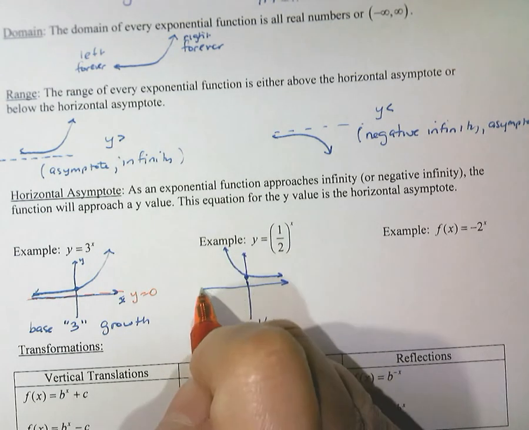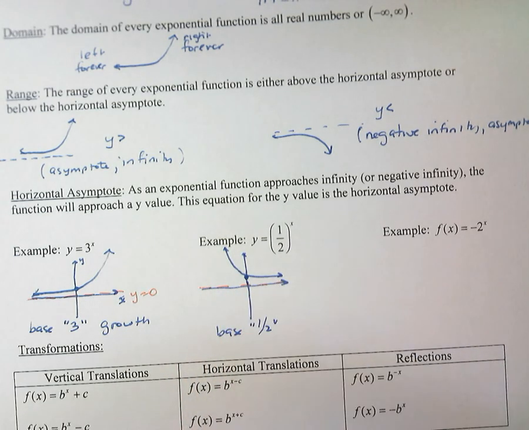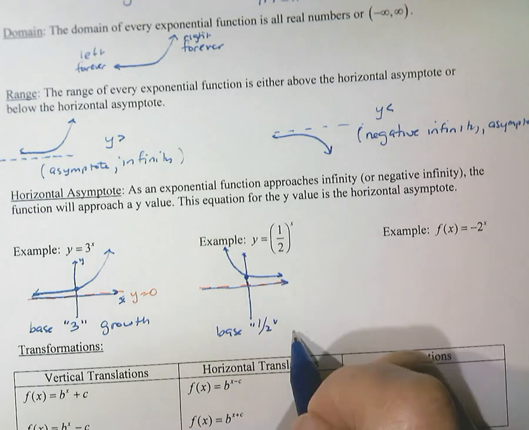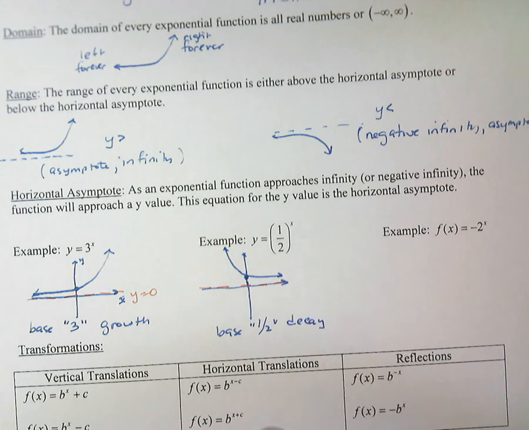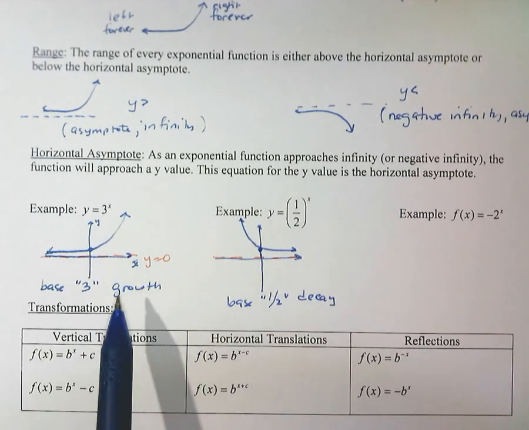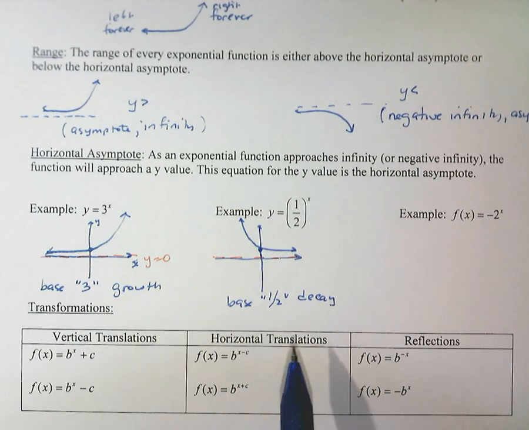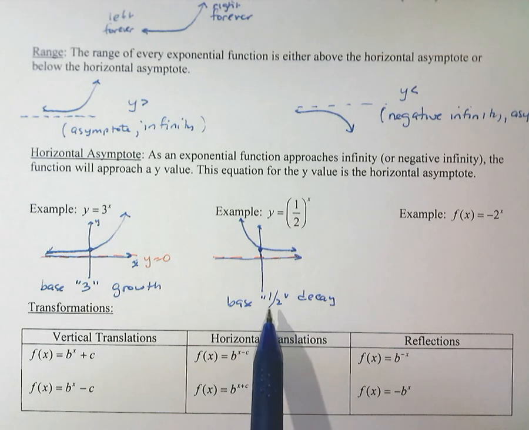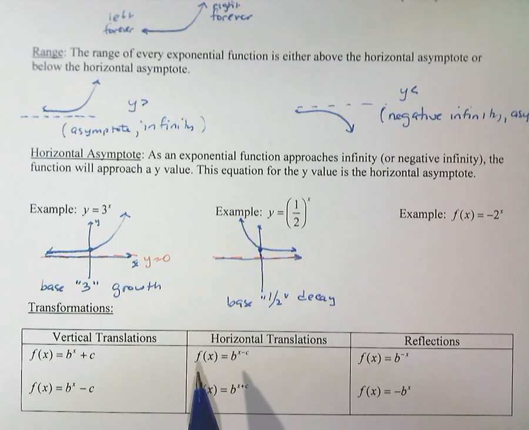It still has this asymptote at y equals 0. And this is considered a decay. So as long as the base is greater than 1, it's a growth. If the base is less than 1, it's a decay. We don't talk about that so much, but in science classes you do.